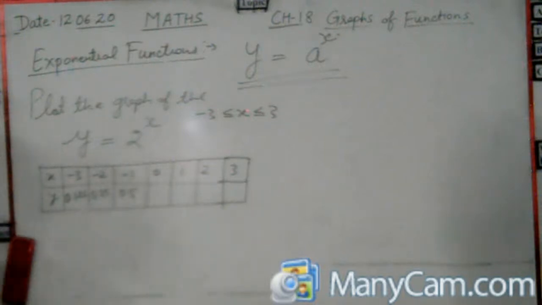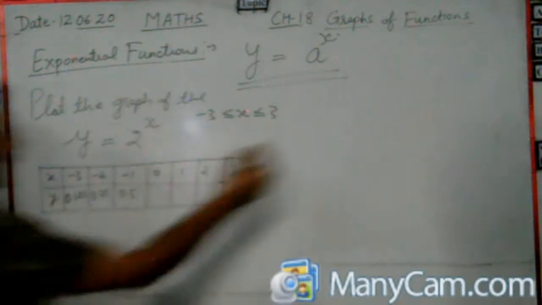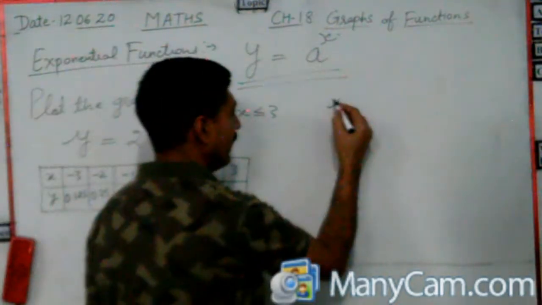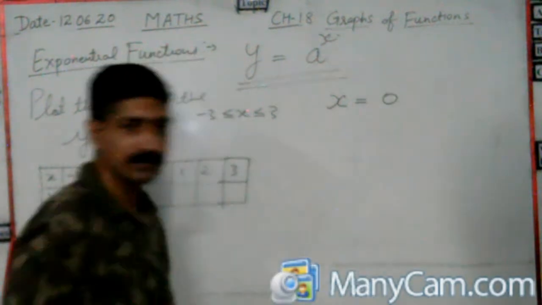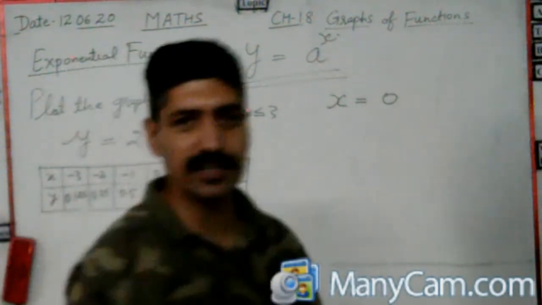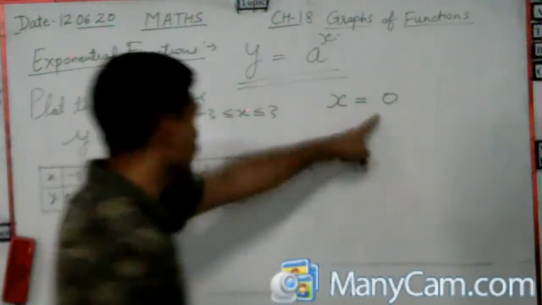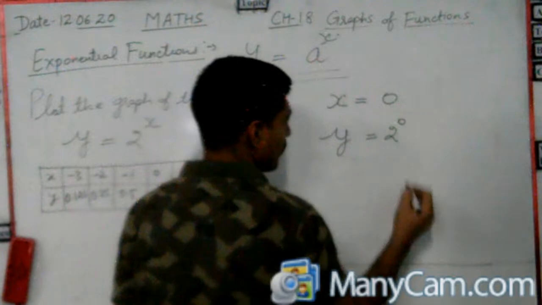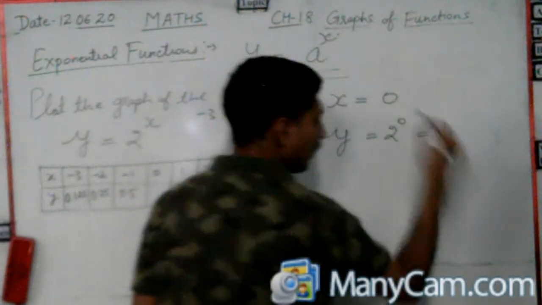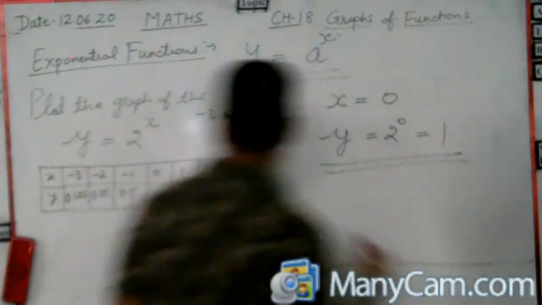When x is 0, this is very important. For the exponential function, when x is 0, y is equal to 2 raised to power 0, which is equal to what? This is very important.